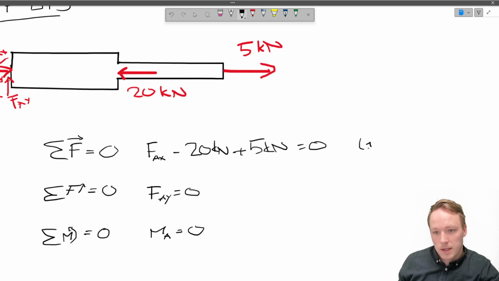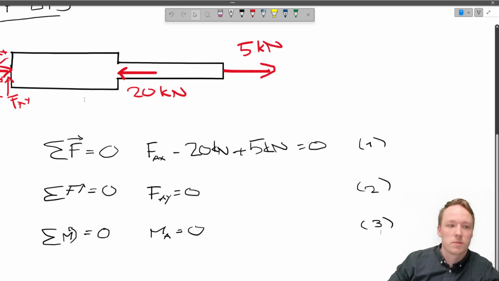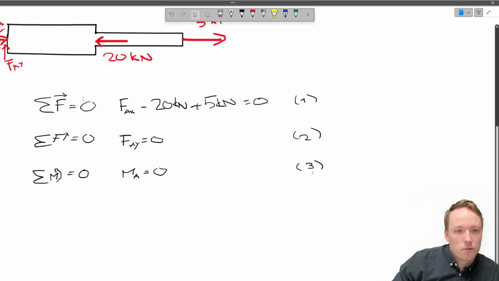I like to give these equations numbers, so when I'm solving things I can mark which equation I'm using. So 1, 2, 3, like so, respectively. So now we have 3 equations there.